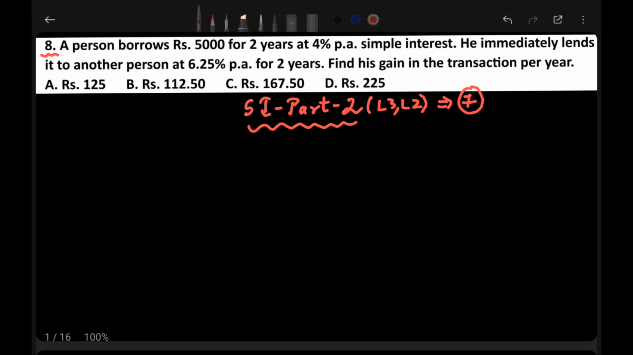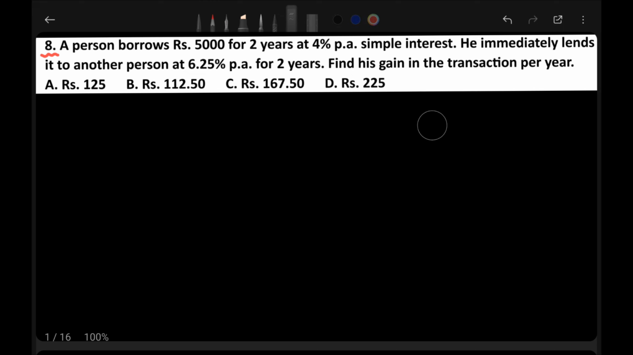I think all of you know the only formula used in simple interest is I equals PTR by 100. This is the only formula used in simple interest. Now, I think this is going to be a level 3 problem. First, I recommend you to try it. If not, then you can hear the solution and understand.